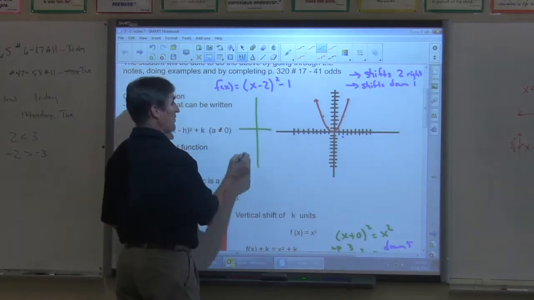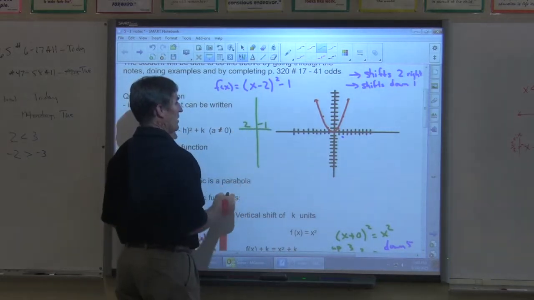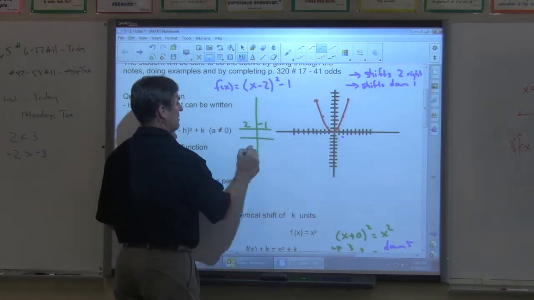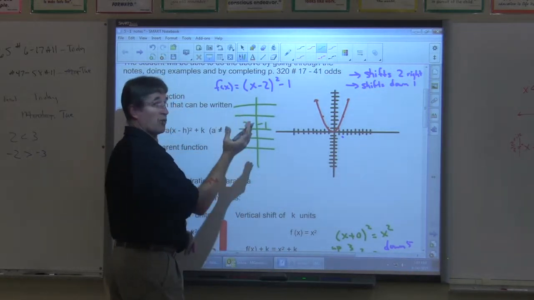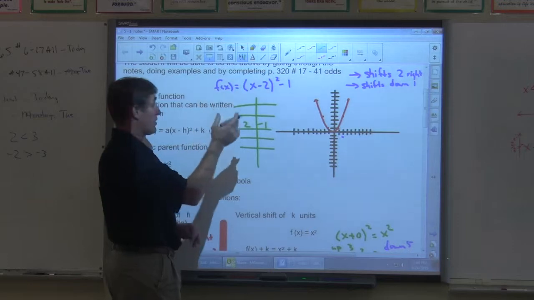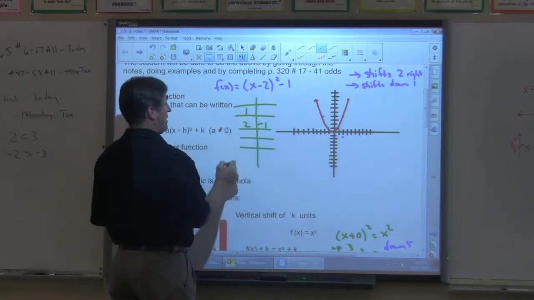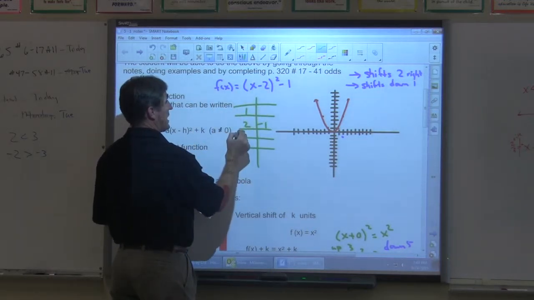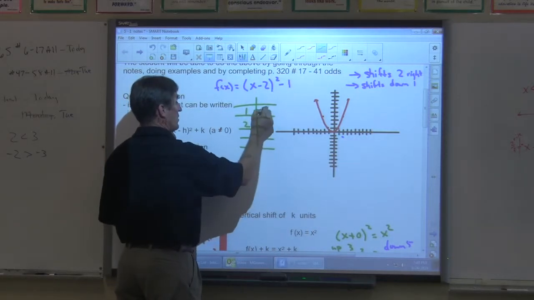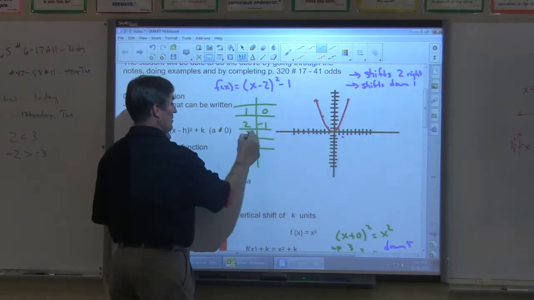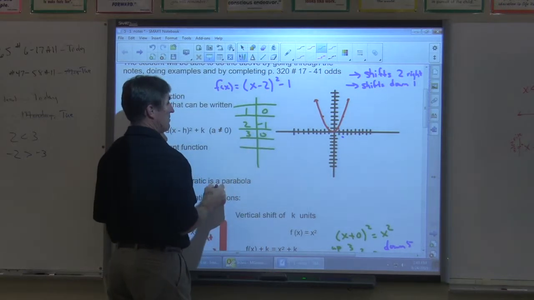And you always start at the vertex if you do that, (2, -1). And then you would plug in numbers on either side, but no, it's going to be symmetrical. So when I plug in 1, 1 minus 2 is negative 1, and negative 1 squared is 1, minus 1 is 0. So that means 1 is 0, and 3 is 0.